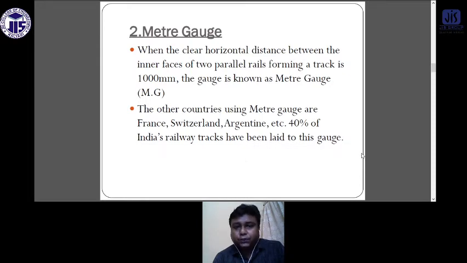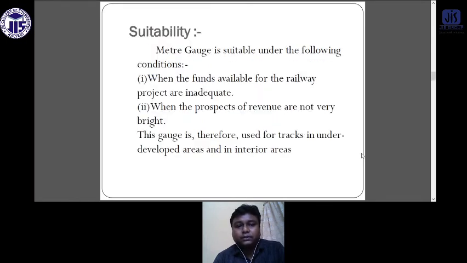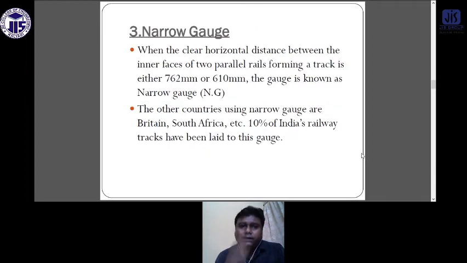Meter gauge: when the clear horizontal distance between the inner faces of two parallel rails forming a track is 1000 millimeter, the gauge is known as the meter gauge. Other countries using the meter gauge are France, Switzerland, Argentina, etc. 40% of Indian railway tracks have been laid on this gauge. What is the suitability? The meter gauge is used when the funds available for the railway project are inadequate and when the prospects of revenue are not very bright. So this gauge is therefore used for tracks in underdeveloped and interior areas. Now what is narrow gauge?